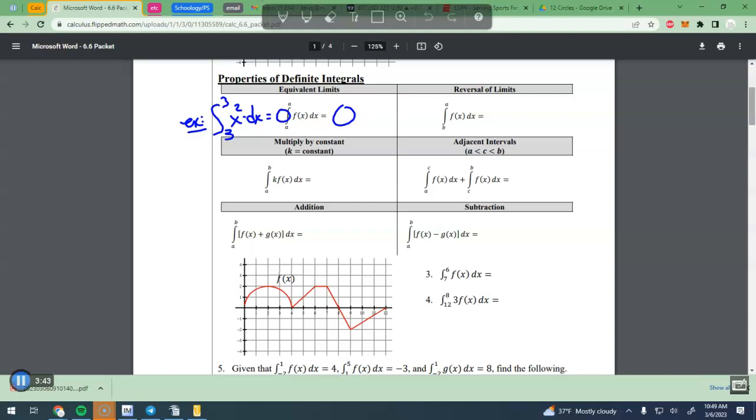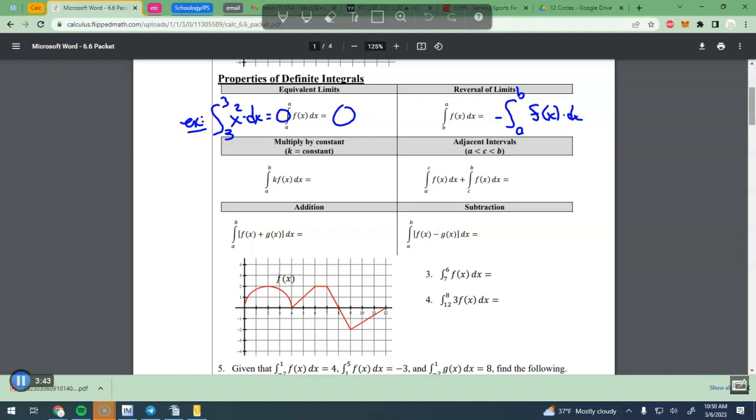Reversal of limits. I think what they're saying here is if I do from B to A, this is how they want it written. You change the sign. Yeah, I didn't switch the things. A to B, that's what we just talked about. When I switch the order of these 2 things, the answer becomes negative. That is way more confusing than actually doing it in the problem. It looks harder than it actually is.